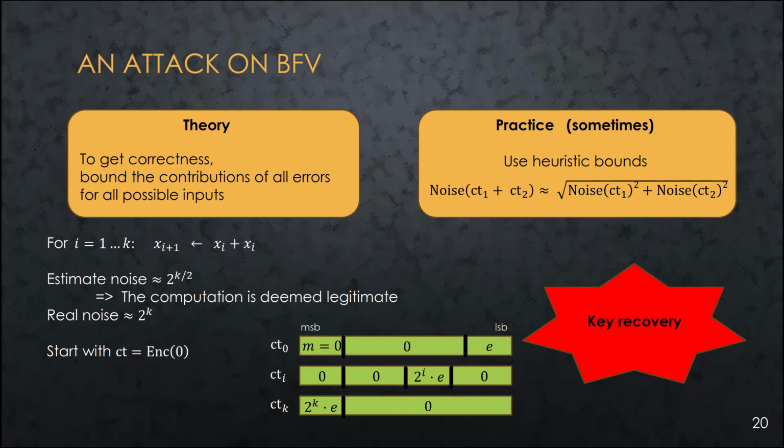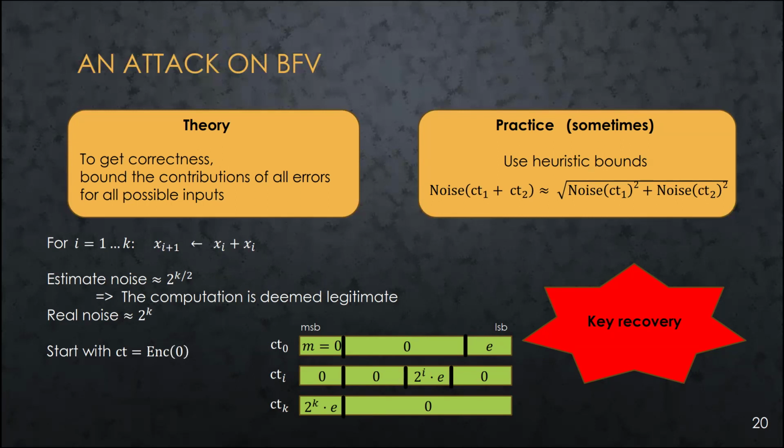But the real noise goes like 2 to the k because, I mean, it's not independent Gaussians. It's just the same noise all over the place. So when we add a quantity to itself, it grows by a factor 2, not square root 2. So it grows by 2 to the k instead of 2 to the k over 2. So the 2 to the k over 2 says that the computation is deemed legitimate. So it shouldn't grow so much that it fails. But in practice, it actually grows more than this.